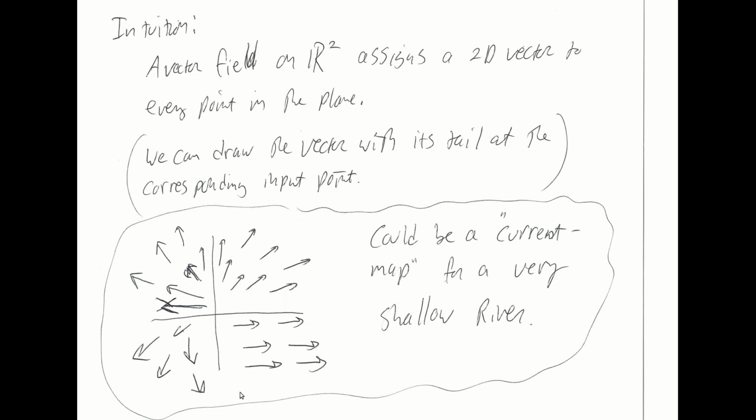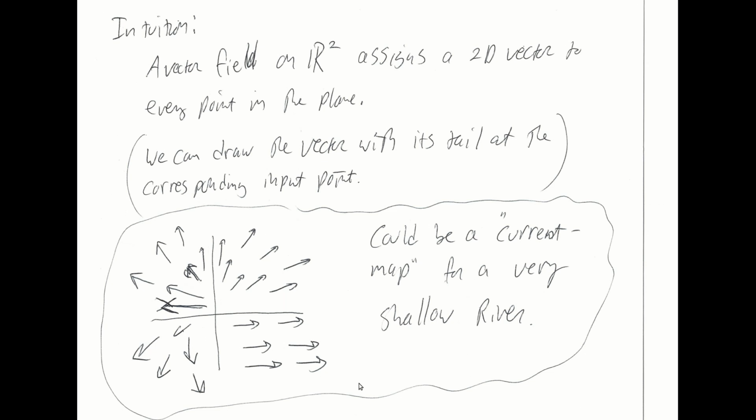And a way that I like to think of these, as I like to think of vector fields in many different contexts, is as some kind of a current map. So every point in space has a motion vector associated with it that could be the current that one would experience if they were to place themselves in that point in space.